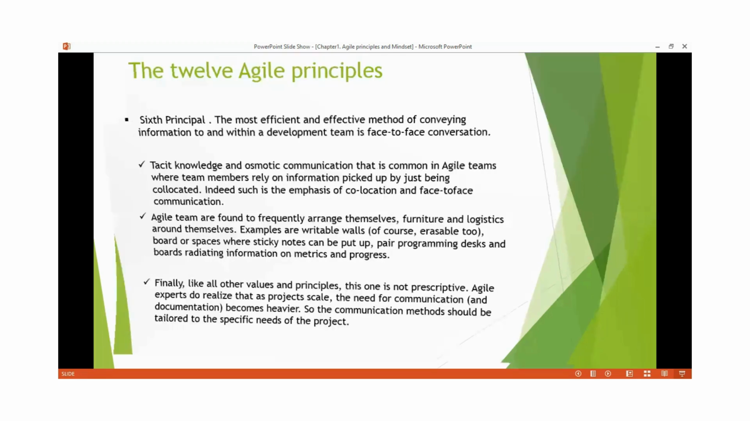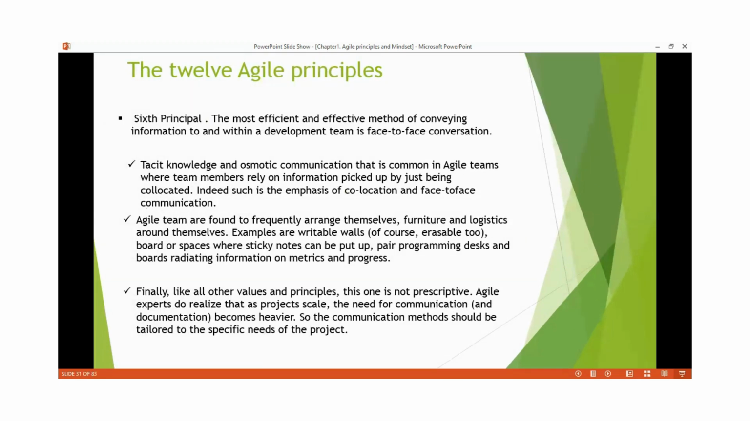And then when we look at the sixth principle: the most efficient and effective method of conveying information within the development team is face-to-face conversation. When you look at rapid communication, it is 50% facial expressions, 35% paralanguage, and 15% pitch and tone. So when you combine all of that together in a co-location environment, face-to-face communication will become easier and you will have more understanding of it.